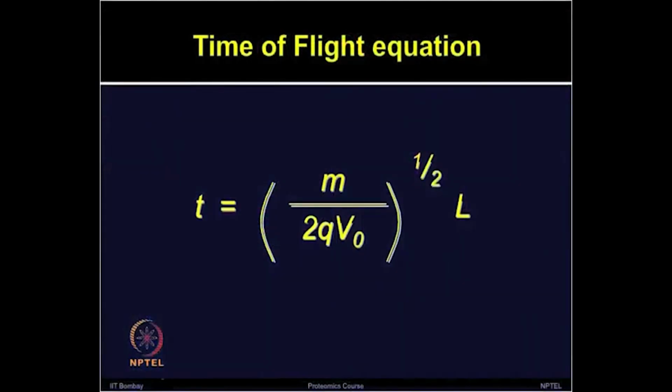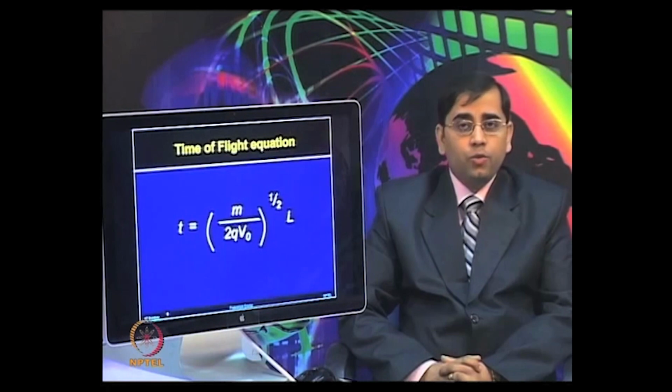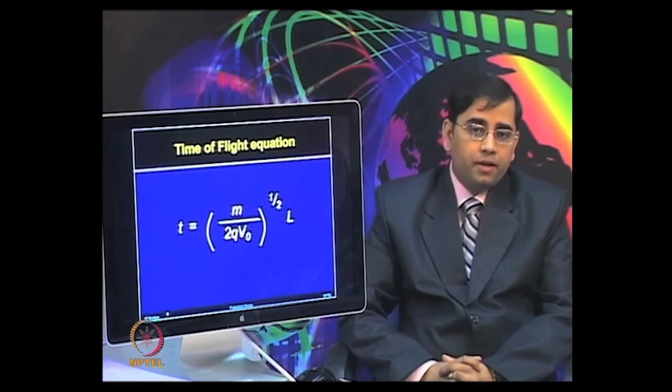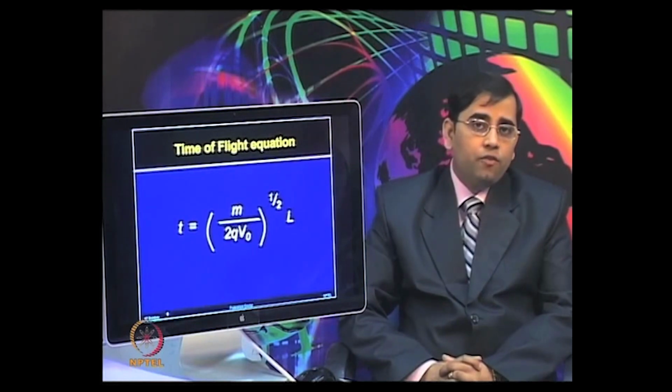The time of flight of a charged ion can be calculated by using the equation shown in this slide. The flight time is directly proportional to the square root of the mass of the ion. Now, in this equation, T represents the time of flight, m is the mass of the ion, q is the charge on the ion, V0 is the accelerating potential, and L is the length of the flight tube.